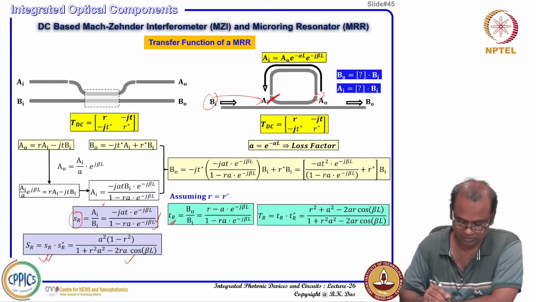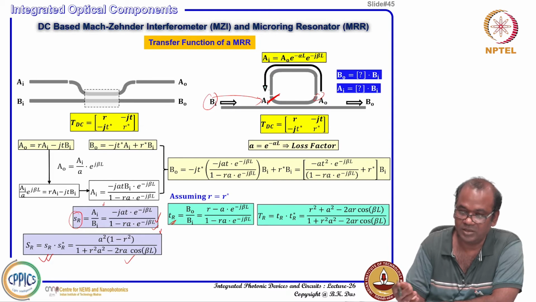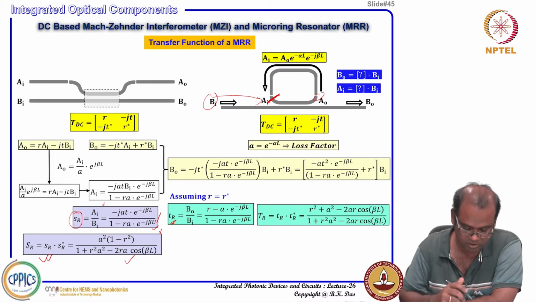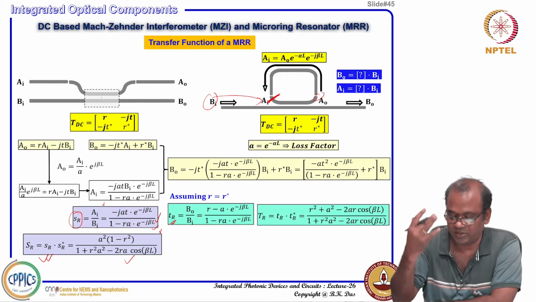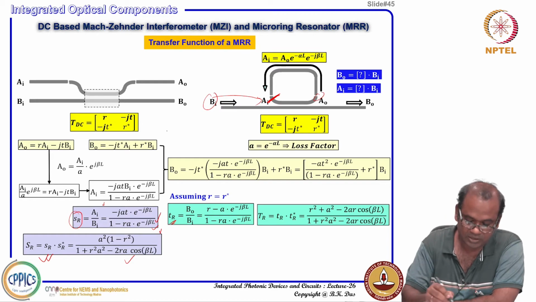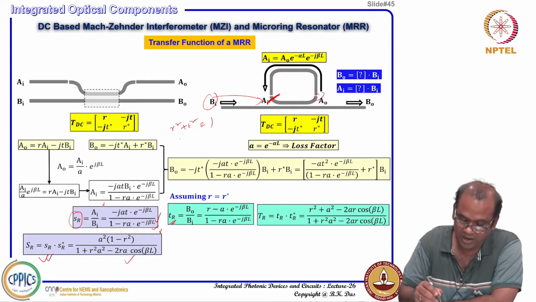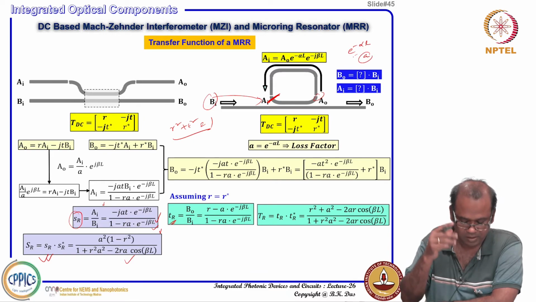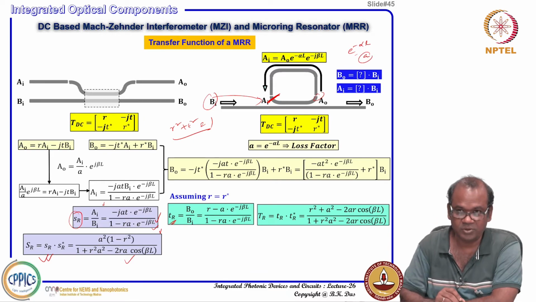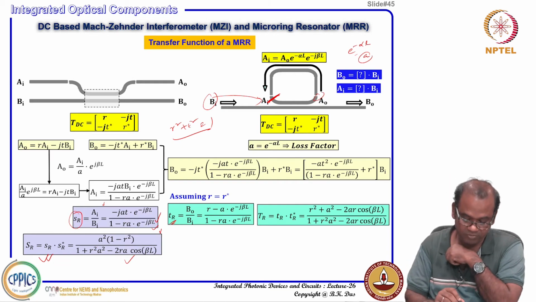So, this is interesting. You just look at this one carefully. A is the loss factor, that means in one round trip, how much it is losing to the outside world. R is the directional coupler property, how much it is coupling, self coupling. And you know that R square plus T square equals one, basically, as we just consider a lossless directional coupler. If there is any additional loss, you can consider that along with this e to the power minus alpha L, that part is A. So, A is the round trip loss factor.